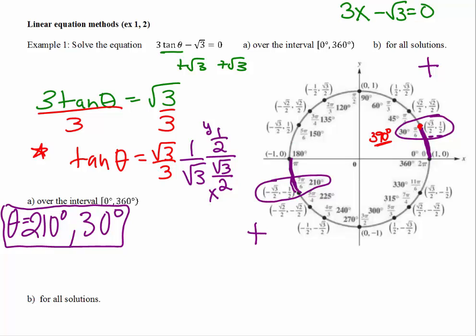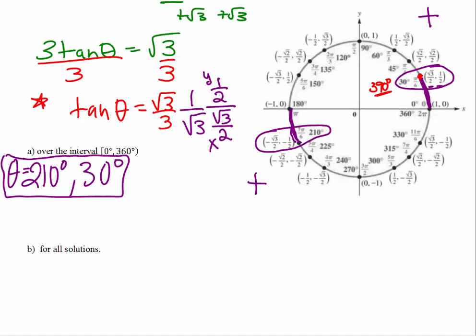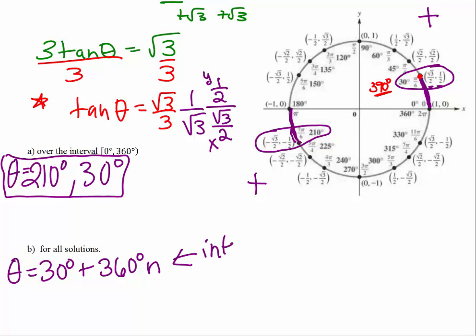So when we're looking for all possible solutions, there's a couple of different ways that we can write this. One way to do it is to take each angle and add multiples of 360. So we could say that to find all possible solutions, you could take 30 degrees and add 360 times n, where n is any integer: 1, 2, 3, 4, negative 1, negative 2, negative 3. So any integer multiples of 360 added or subtracted to 30 degrees would find all possible coterminal solutions to that angle 30 degrees.